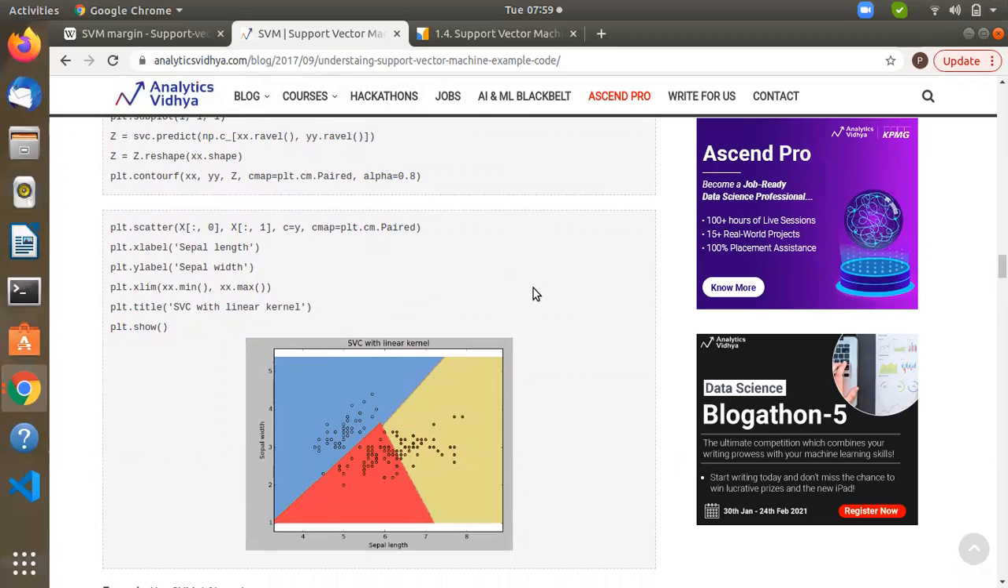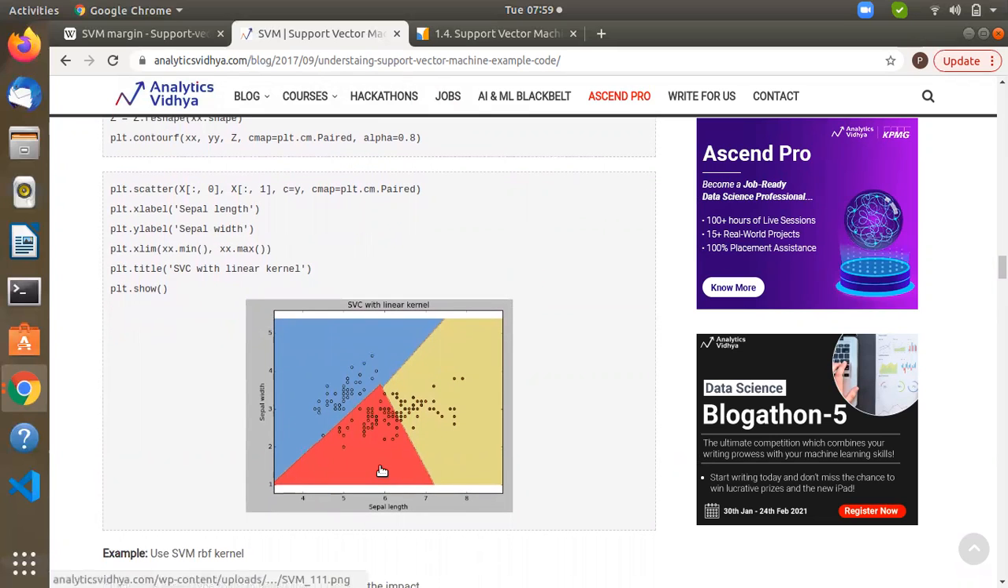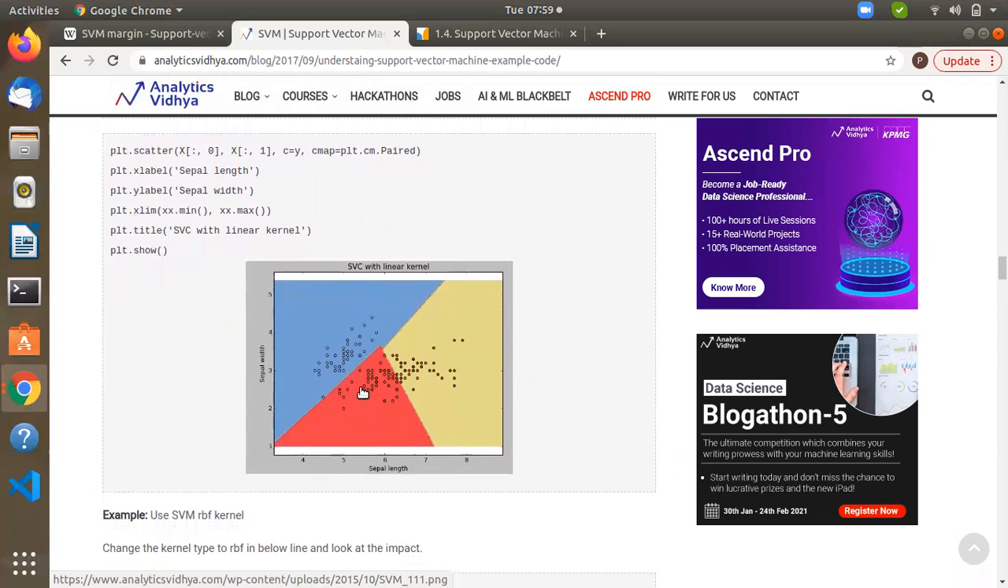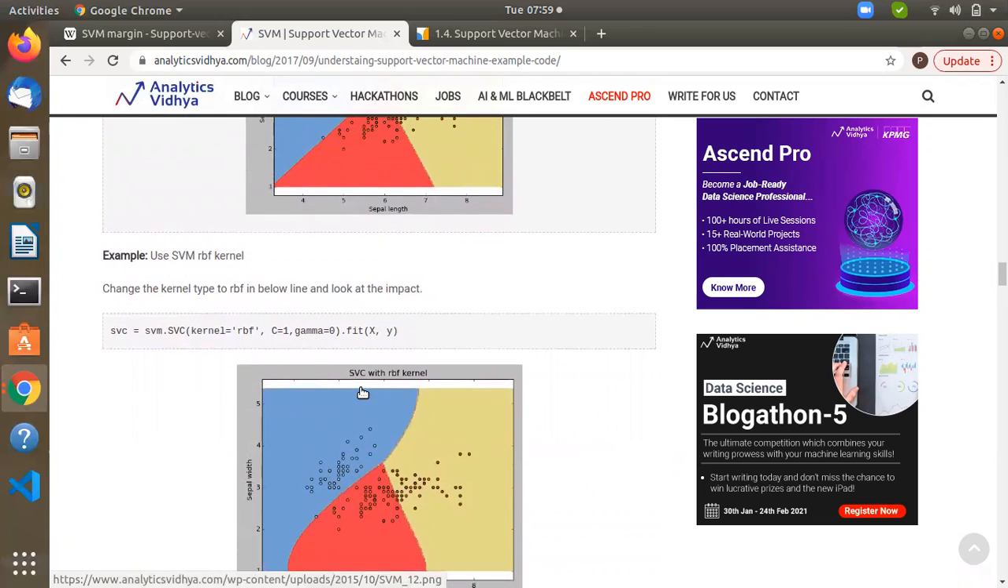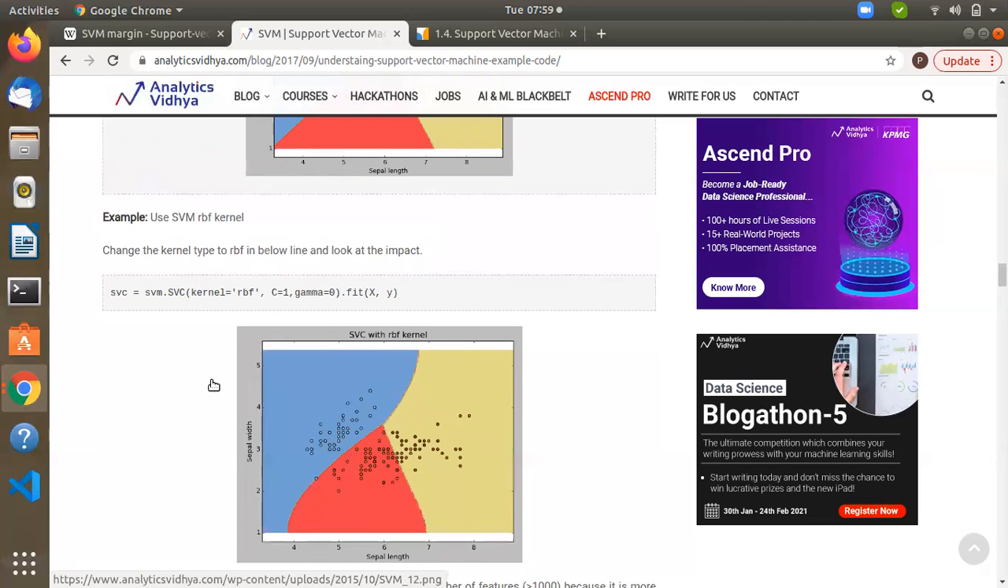Here you can see a linear separable model, with red dots. This particular diagram has been separated into three different regions. You can see that using the RBF kernel, a linear model has been converted into some kind of non-linear structure.